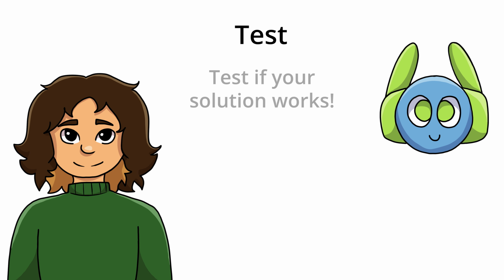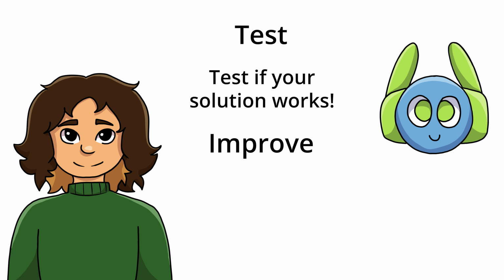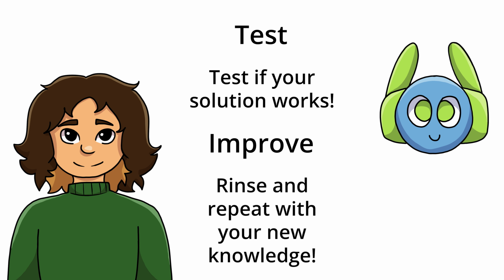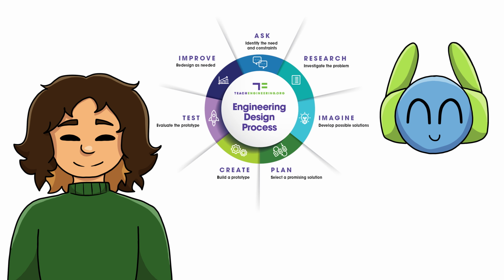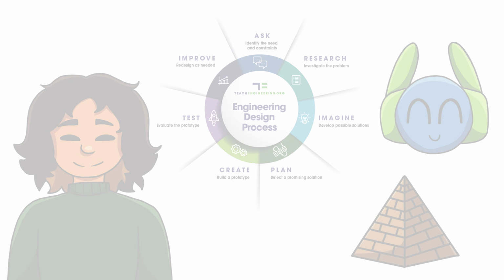Testing comes afterwards to make sure your solution actually works. After you test and see the results, it's time to do the process all over again in order to improve the solution. Multiple iterations of a solution allow you to reach the best possible solution for your problem. Even Egyptian engineers likely used this process, or something similar, when figuring out how to build their pyramids.